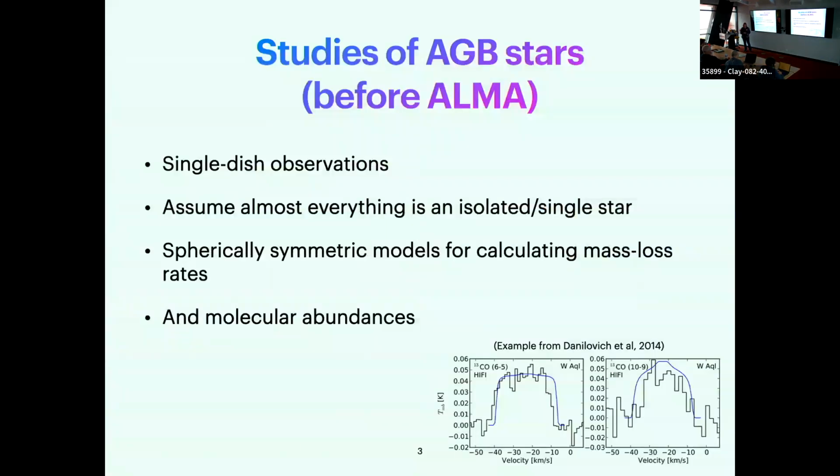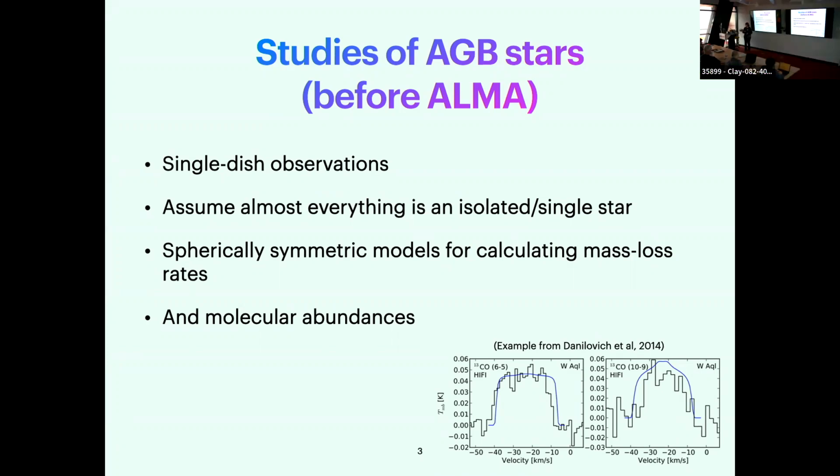So the way we used to study AGB stars before ALMA came along was pretty one-dimensional. We'd have single dish observations, which spatially would just give us one point, so some sort of spectrum that looks something like this. Even though that's from Herschel, which is a space telescope, it's still basically just one point in space that generally covers the whole star, so the whole circumstellar envelope.